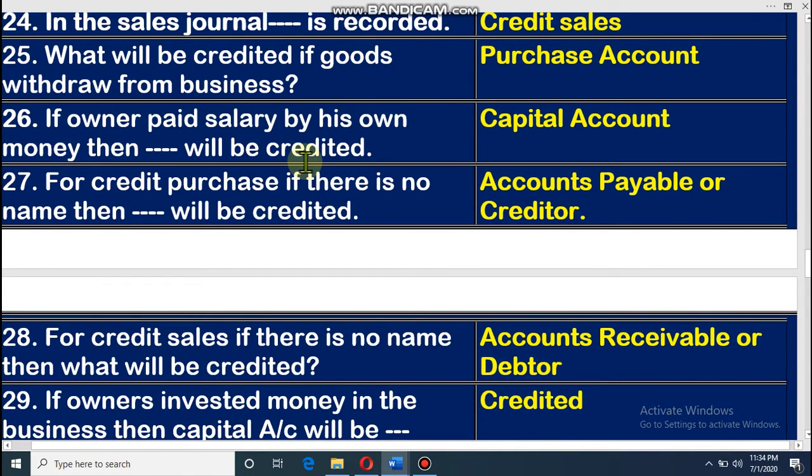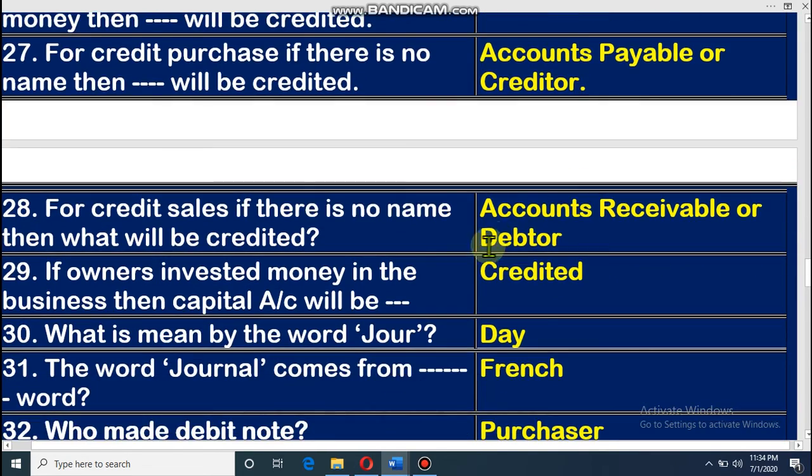For credit purchase, if there is no name, then creditor account or accounts payable account will be credited. At the time of credit purchase, the purchase account is debited, but the party is credited. In the traditional method we write creditor account, and in the modern method it is accounts payable account, same synonyms.